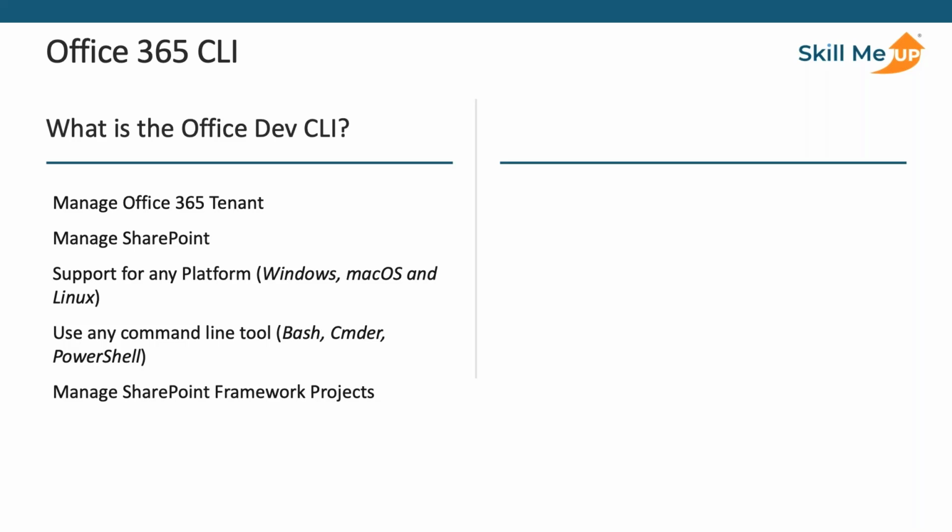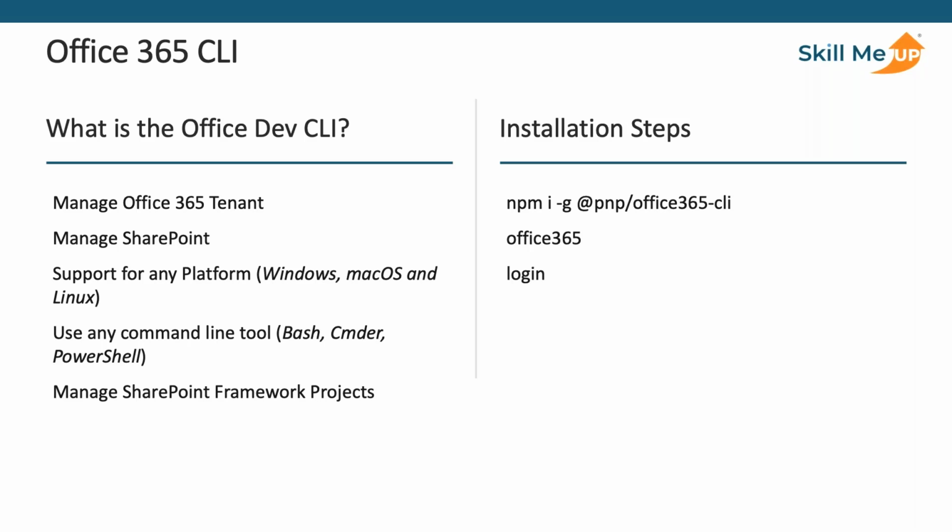Now, if you wish to utilize this, the installation steps are this. We're going to say npm i -g for global, and then @pnp/office365-cli. Then we'll type office365, and then we can type login at that point, and that will ask us to go through a login process.